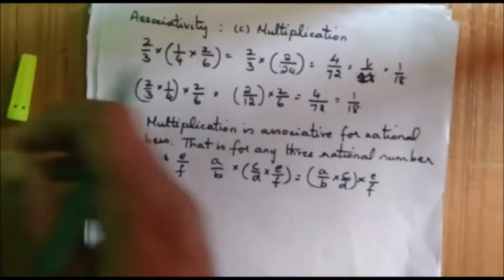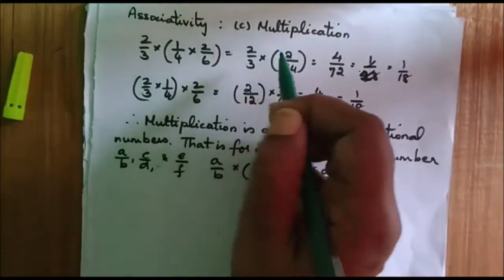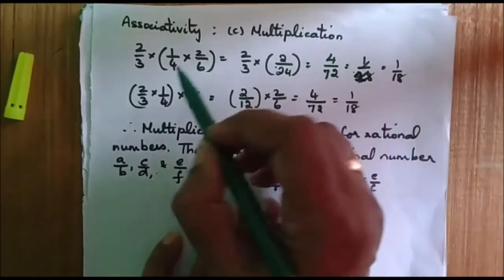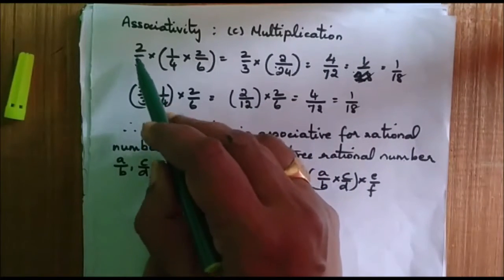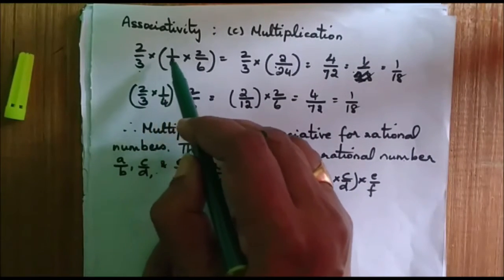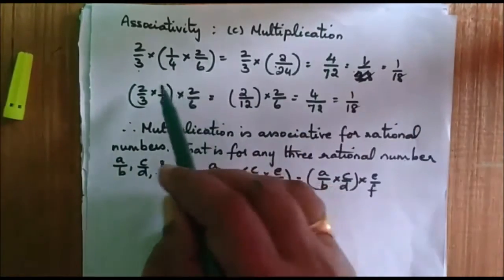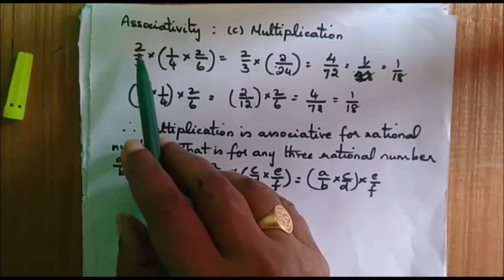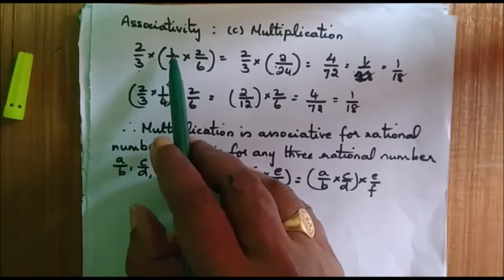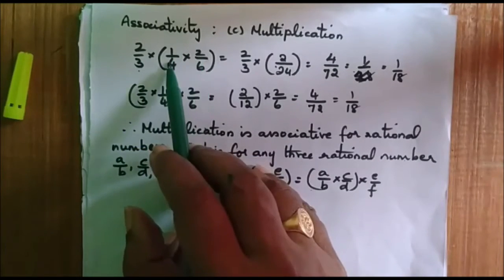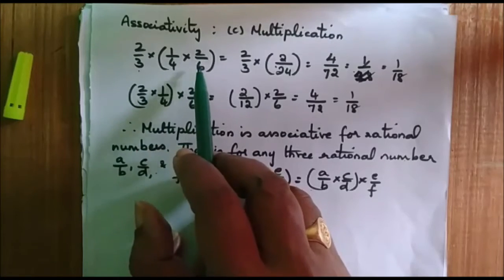Okay. Now we will go to associativity in the case of multiplication. Let us take numbers A by B into C by D into E by F within brackets. Okay. So if we multiply these numbers 2 by 3 into 1 by 4 into 2 by 6, let us solve whatever is there in the brackets.